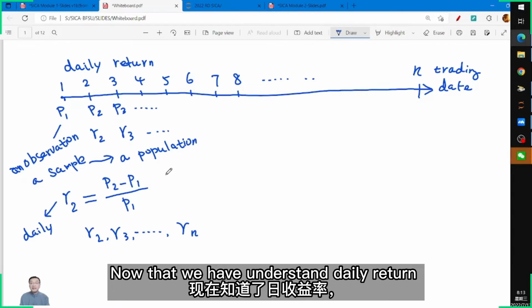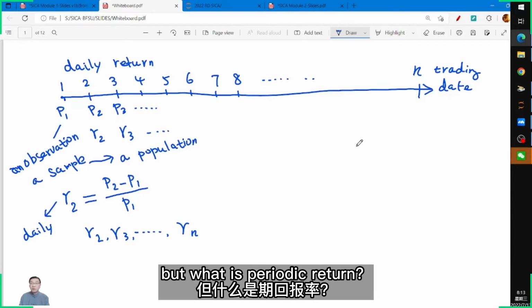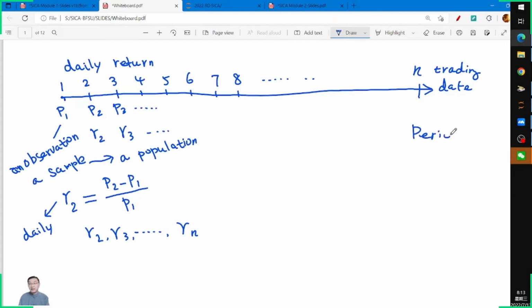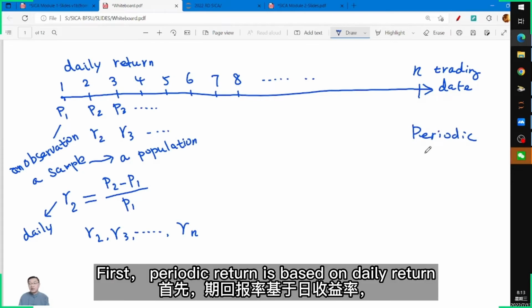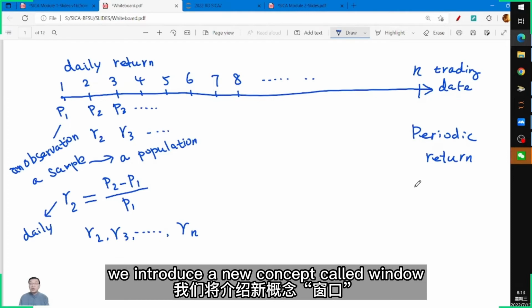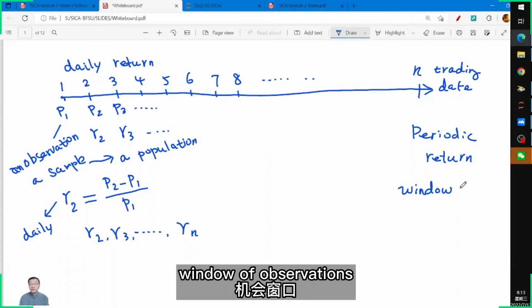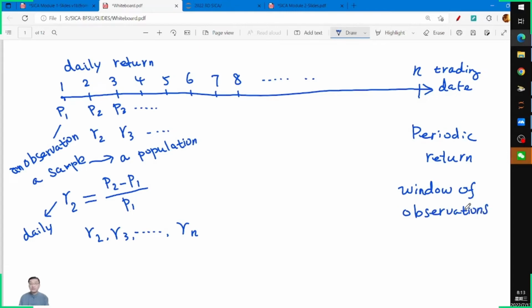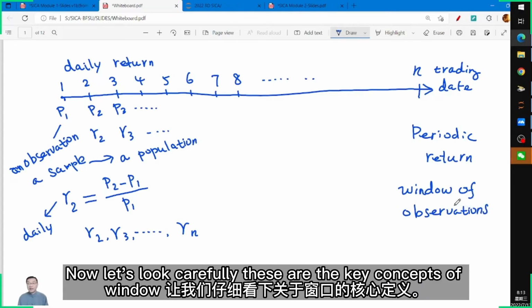Now that we understand daily return, what is periodic return? First, periodic return is based on daily return. While in periodic return, we introduce a new concept called window, a window of observations. Now, let's look carefully. These are the key concepts of window.